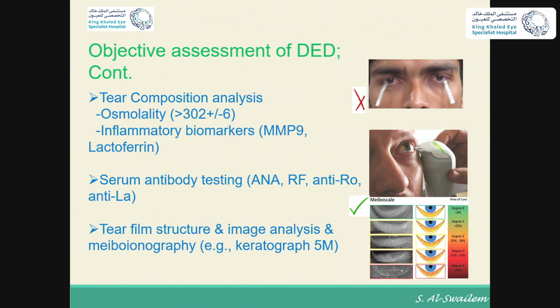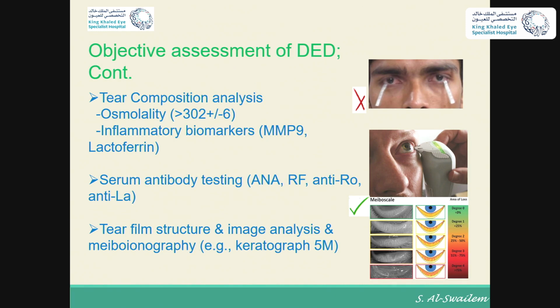Another way of diagnosing dry eye disease is what has been described by the American Academy of Ophthalmology, and the gold standard nowadays by the American specialists is the use of tear osmolarity.